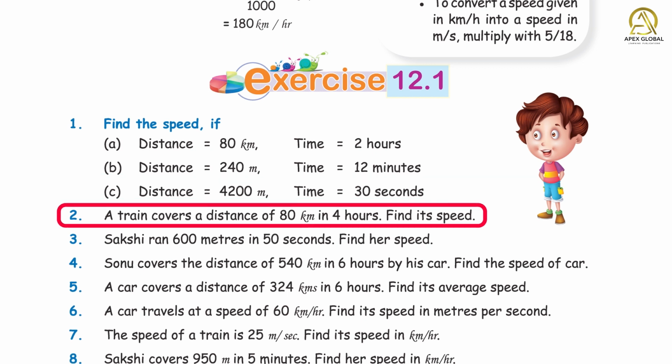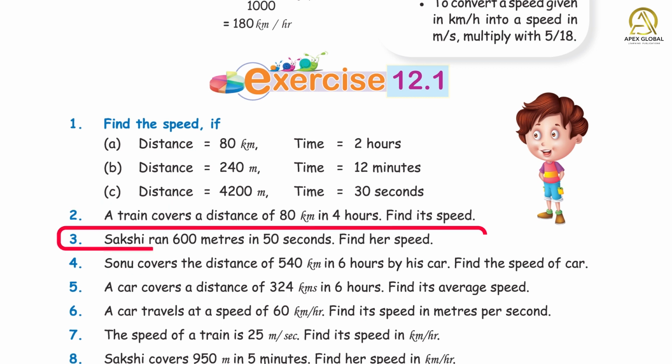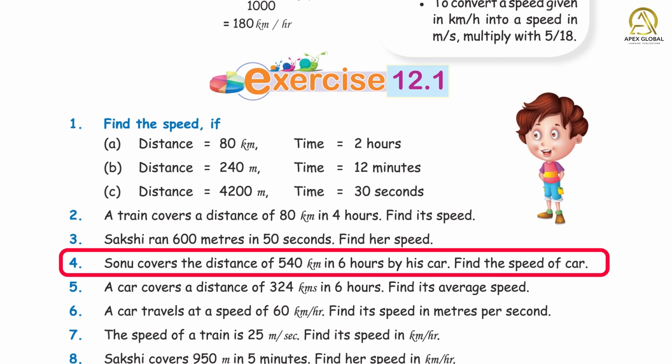Question 2. A train covers a distance of 80 km in 4 hours. Find its speed. Answer 20 km per hour. Question 3. Sakshi ran 600 meters in 50 seconds. Find her speed. Answer 12 meter per second. Question 4. Sonu covers the distance of 540 km in 6 hours by his car. Find the speed of the car. Answer 90 km per hour.